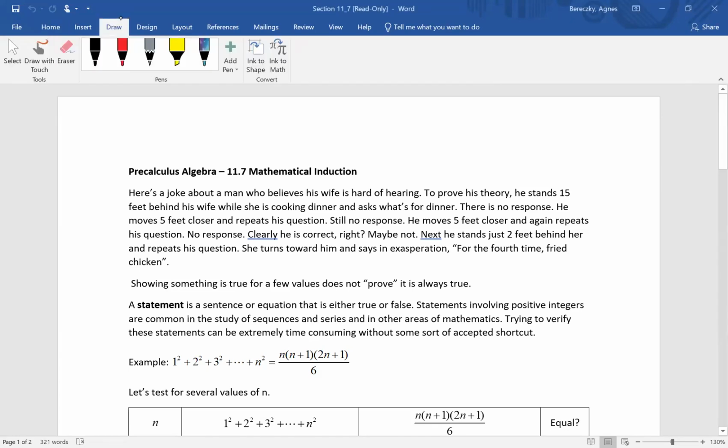This section is covering 11.7 mathematical induction. It is a joke about a man who believes his wife is hard of hearing.